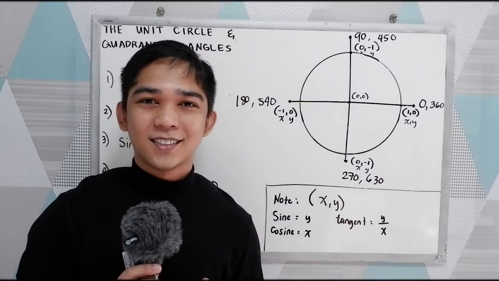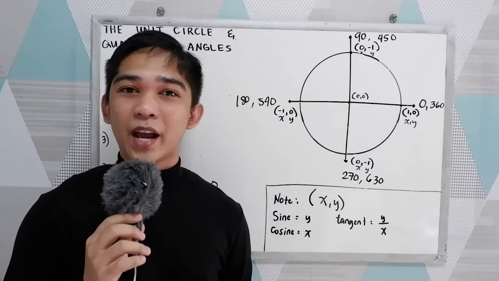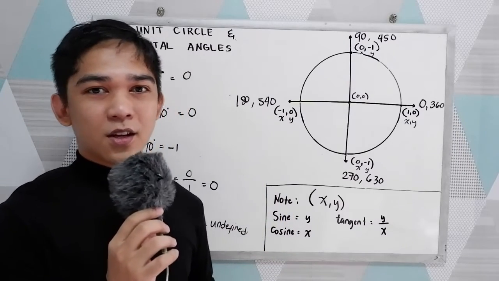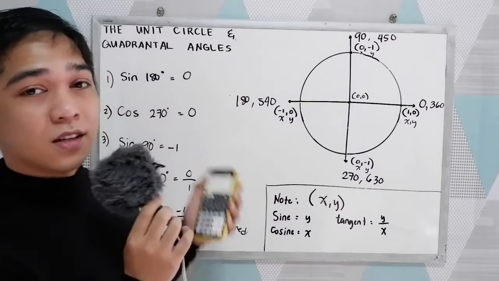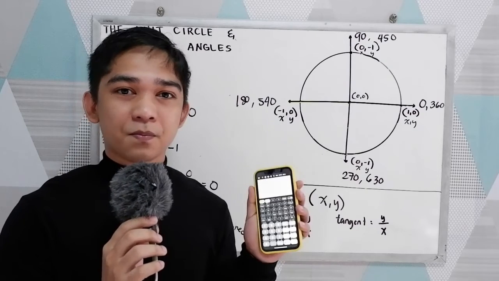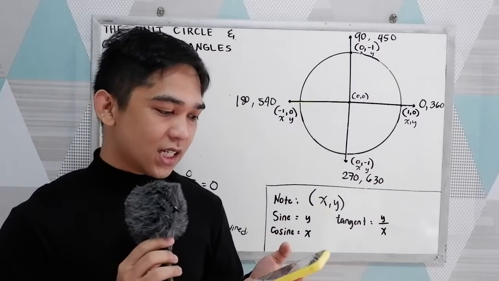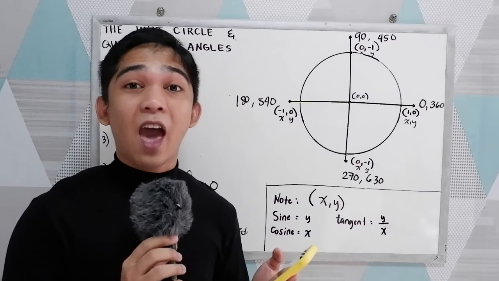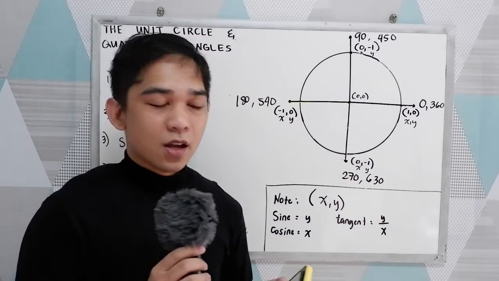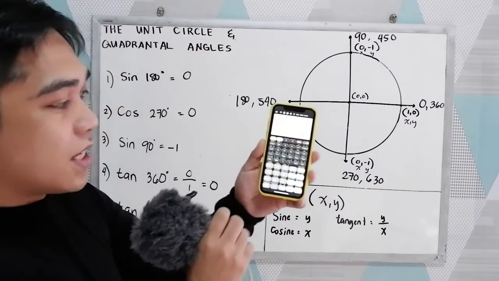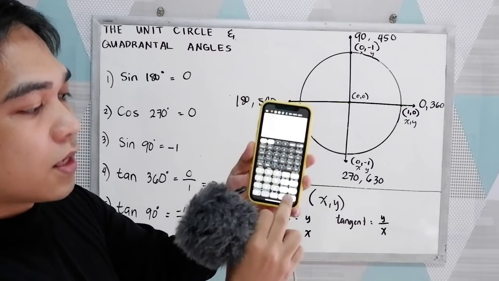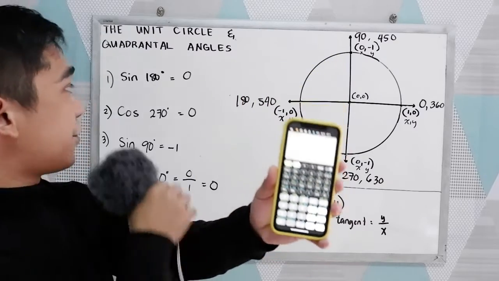Now, get your calculator and let us verify if the following answers are correct. So we have sine 180. If you don't have a scientific calculator, you can download the app NCalCFX in the App Store or Play Store. So sine 180 equals 0.